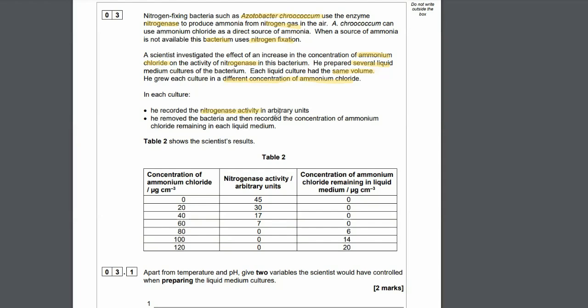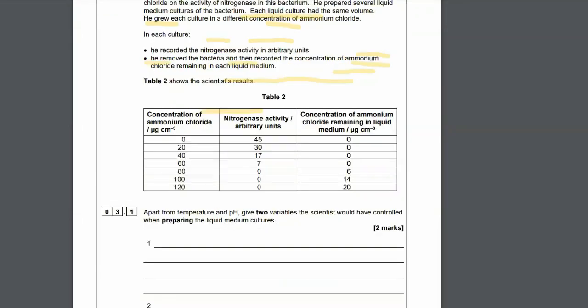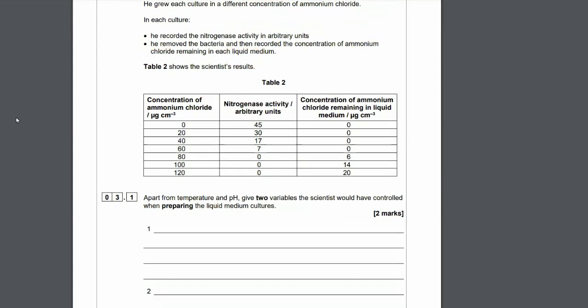A scientist investigated the effect of an increase in the concentration of ammonium chloride on the activity of nitrogenase in the bacteria. He prepared several liquid medium cultures of the bacterium. Each liquid culture had the same volume. He grew each culture in a different concentration of ammonium chloride. He recorded the nitrogenase activity in arbitrary units. He removed the bacteria and then recorded the concentration of ammonium chloride remaining in each liquid medium. We're going to be asked, apart from temperature and pH, give two variables the scientist should have controlled.